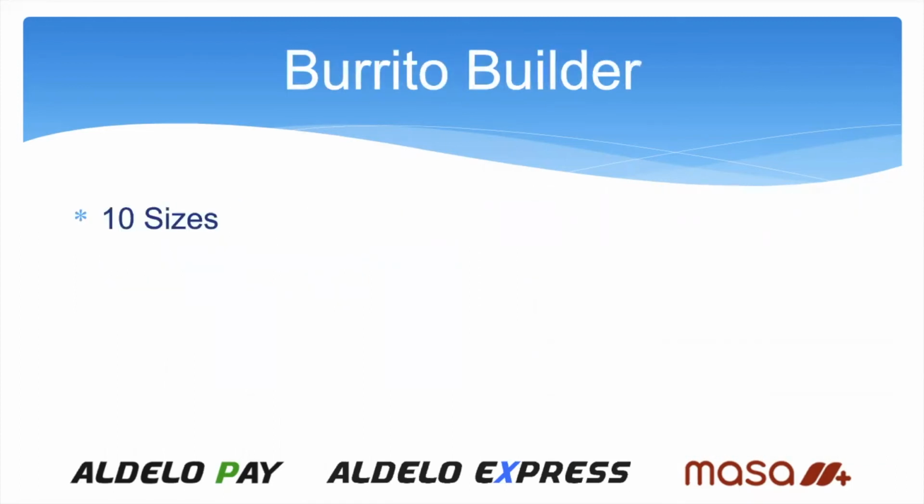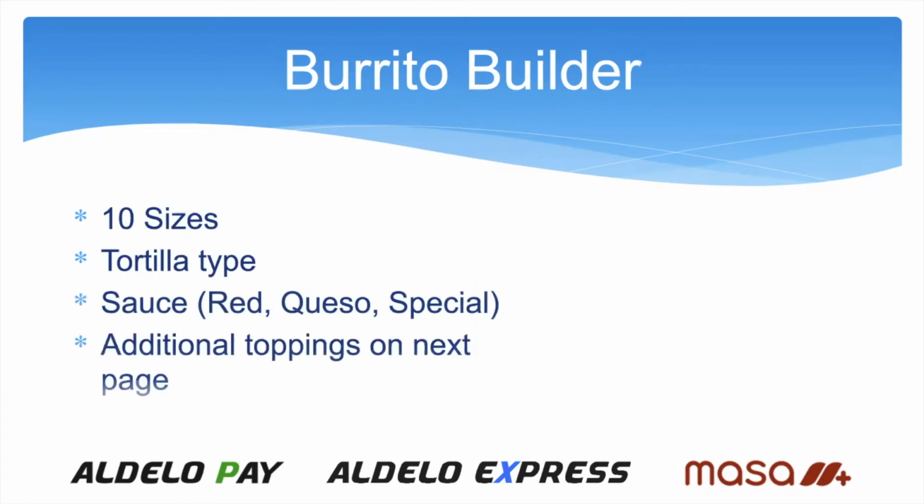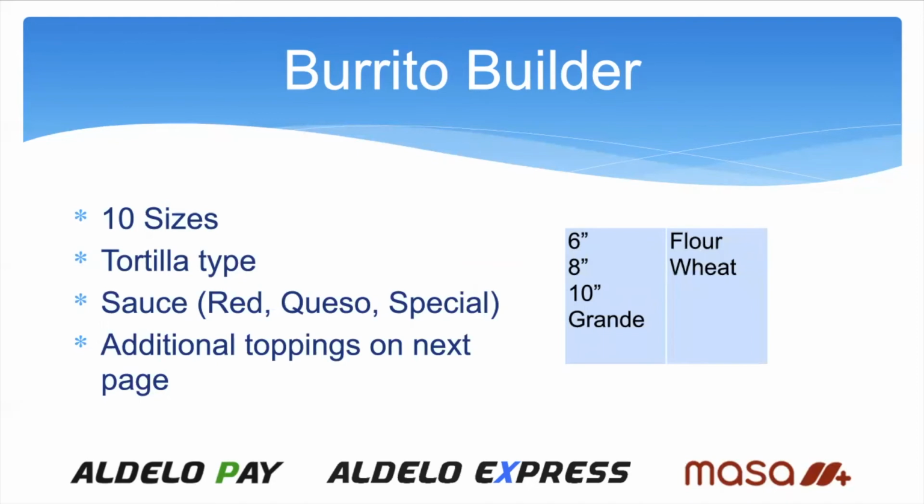So you can have 10 sizes of burritos. You can choose the tortilla type and maybe the sauce: red, queso, or special sauce for the house. Then you can add additional toppings. So the 3 columns would be the size, and then the tortilla, and then the sauce. And once you've chosen those 3, you have a burrito that you then can add the toppings or the included items on the next page. Of course, these toppings can be charged or not charged.